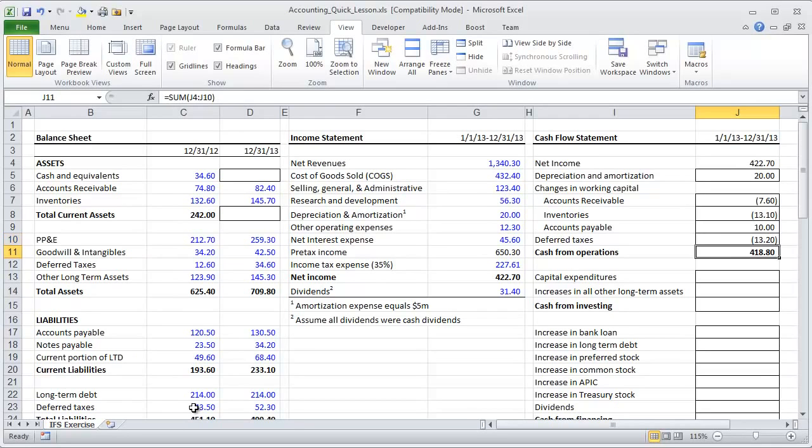So with that, we've actually completed, believe it or not, cash from operations. And it appears that while net income was 422 million, the amount of cash that actually goes into our pocket as a result of operations is only 418.8 million. Okay, in the next video, we're going to complete this cash flow statement and take a step back and look at the entire three statements.